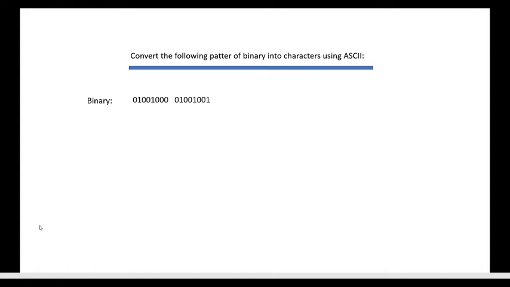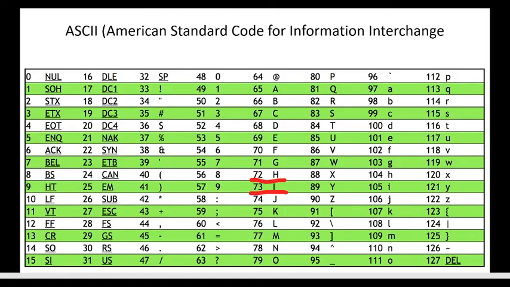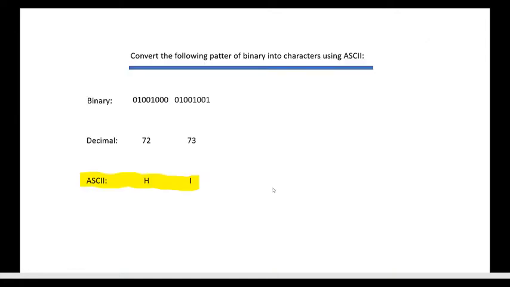So the way we would solve this is to first convert each byte into the decimal equivalent. In this example, if we did out the math, we would get 72 and 73. Now if we just look at our ASCII chart, we can see that the representation of 72 is capital H and 73 is capital I. So the binary pattern of 0, 1, 0, 0, 1, 0, 0, 0, 0, 1, 0, 0, 1, 0, 0, 1 represents the word hi in all caps.